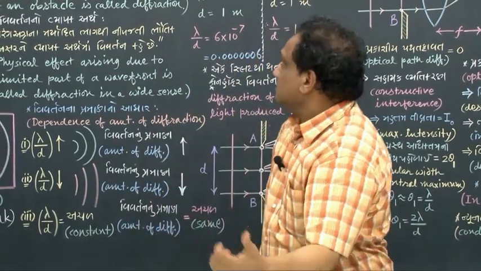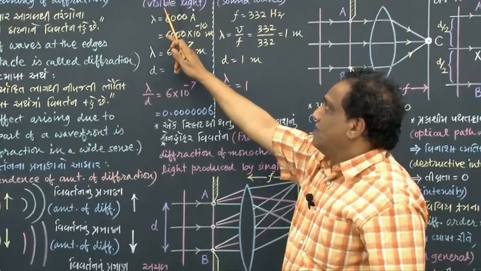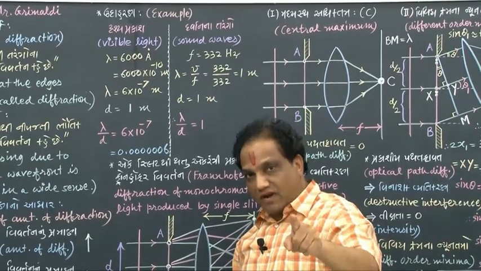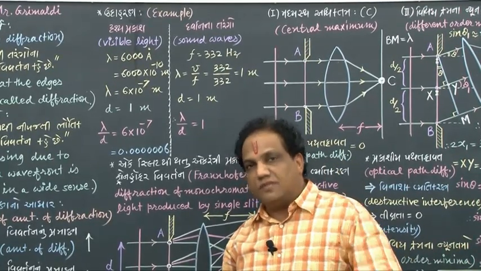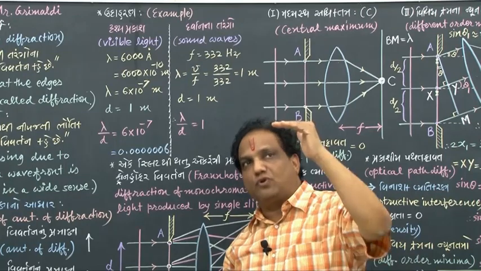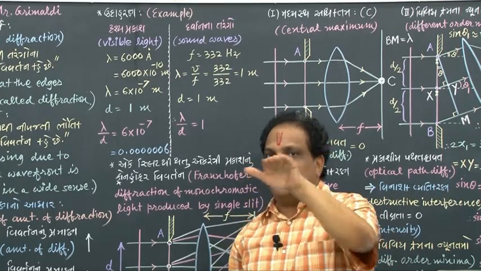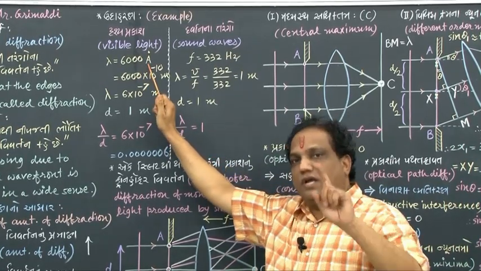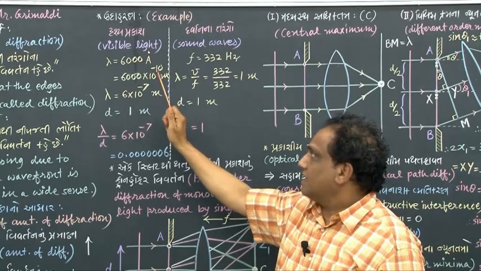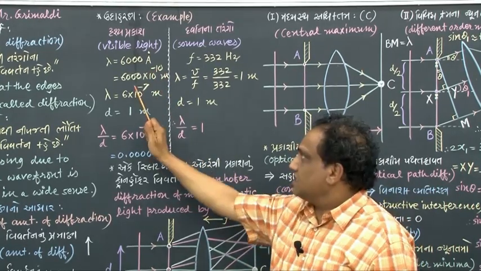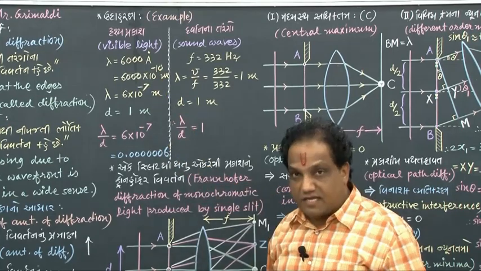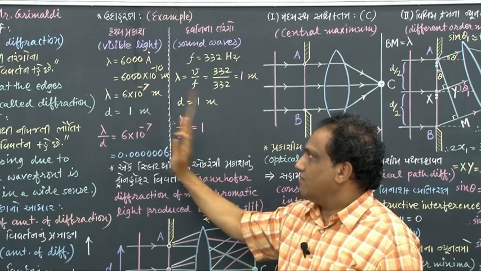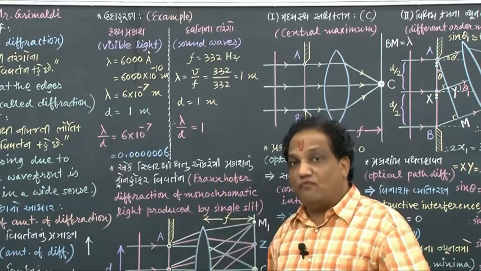Look. Here I am writing for visible light. The range of visible light waves regarding wavelength in the electromagnetic spectrum is from 4000 angstrom to 8000 angstrom. Let me take some intermediate value, say 6000 angstrom. Correct? Convert angstrom into meter, multiply by 10 raised to minus 10. Correct? This is 10 raised to 3, this is 10 raised to minus 10. So 10 raised to 3 minus 10, that is minus 7. 6 into 10 raised to minus 7 meter.